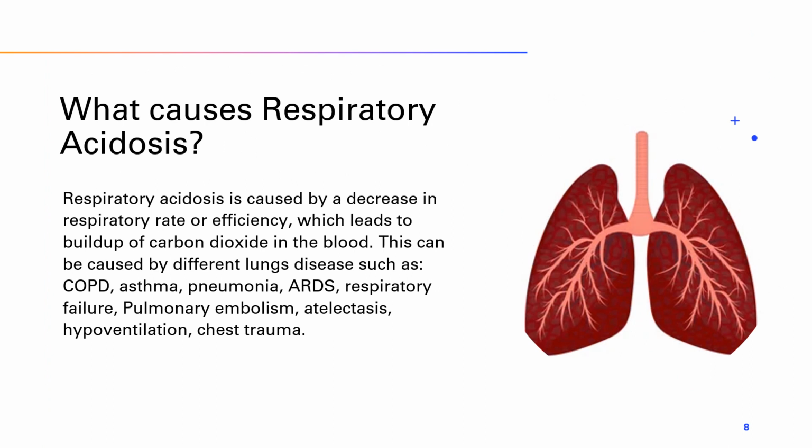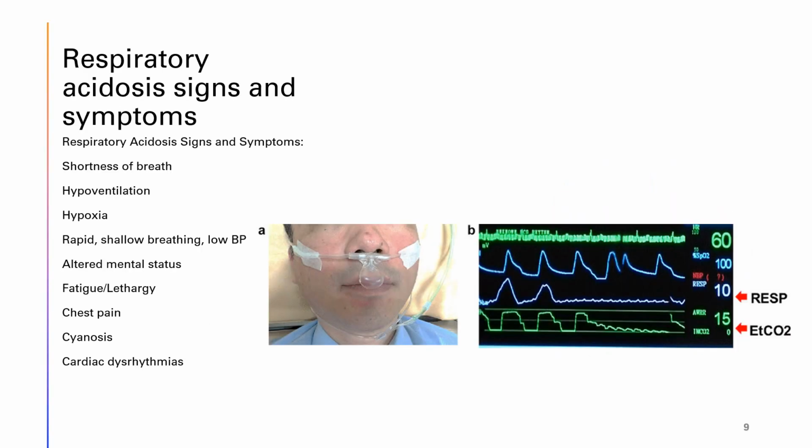What causes respiratory acidosis? Well, respiratory acidosis is caused by a decrease in the respiratory rate or efficiency, which leads to a buildup of carbon dioxide in the blood. This can be caused by different lung diseases such as COPD, asthma, pneumonia, acute respiratory disease, respiratory failure. The patient could have a pulmonary embolism, atelectasis, which is where the alveoli collapse, hypoventilation, and chest trauma.